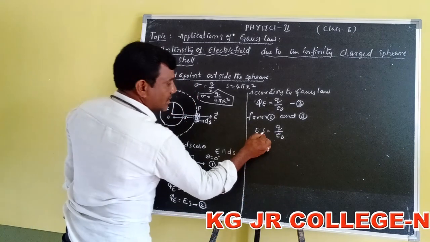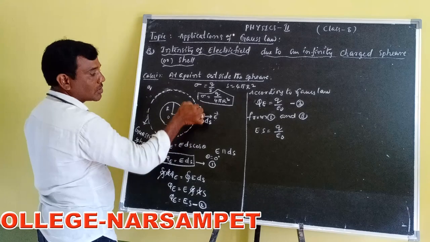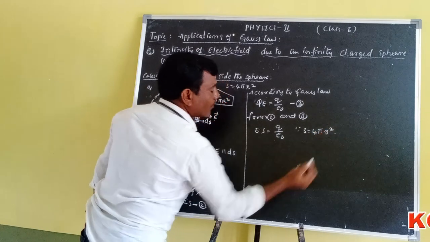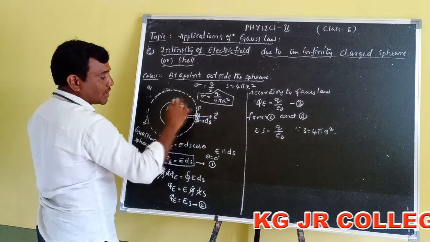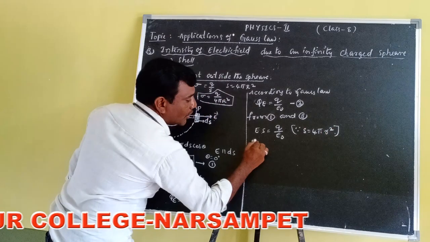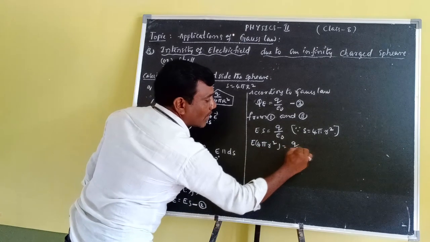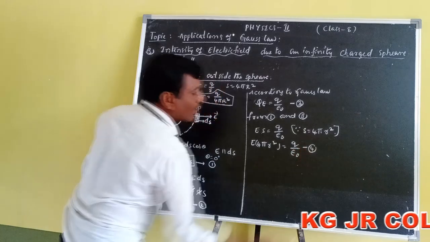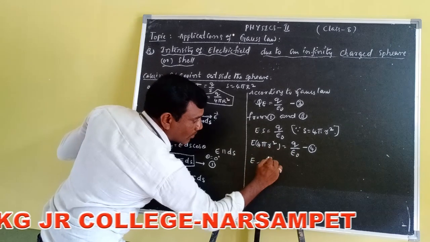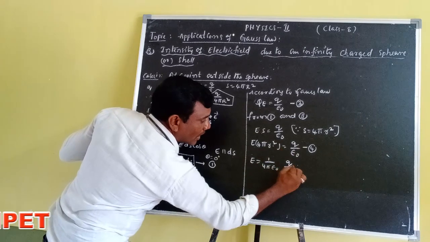Here S means the surface area of the Gaussian sphere. The surface area of a sphere is 4 pi R square, with radius R. So we can write S is equal to 4 pi r square. Then E into 4 pi r square is equal to q by epsilon naught, equation number 4. Finally we get E is equal to 1 by 4 pi epsilon naught into q by r square.